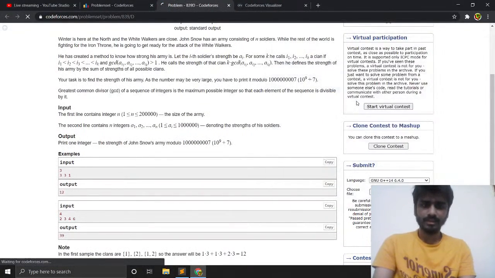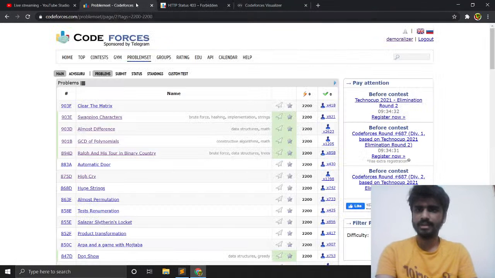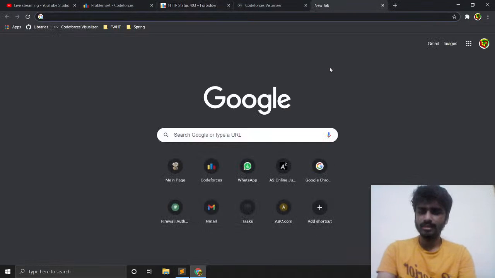We have 3 seconds. Why is it saying it's forbidden? Am I not allowed to use Codeforces anymore?